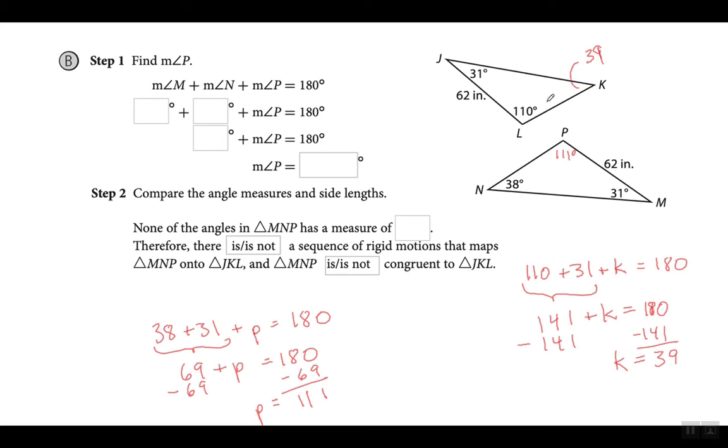As you can see from looking at them, the triangles are not congruent because this angle does not equal this angle, and this angle does not equal this angle. So they're not congruent.